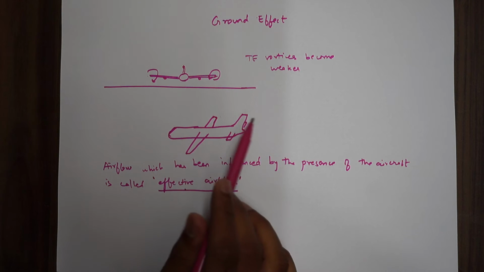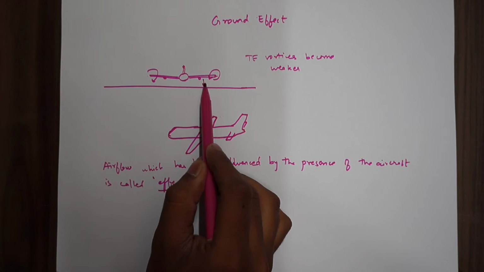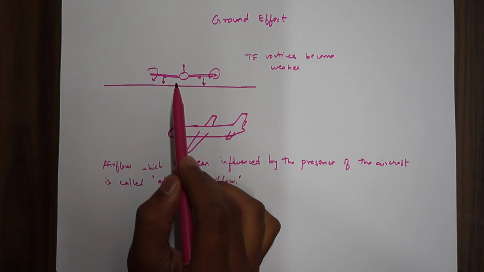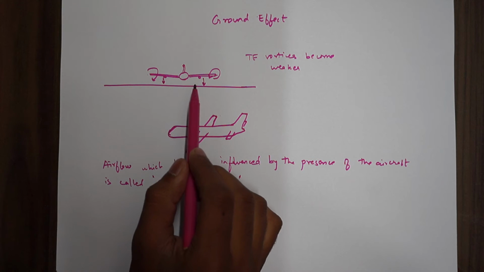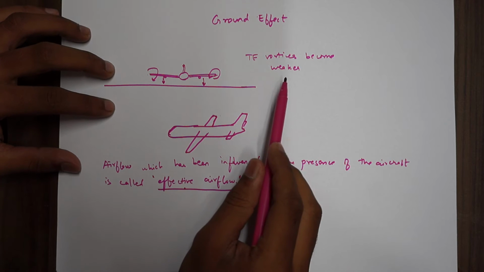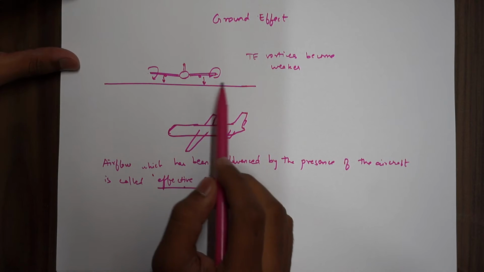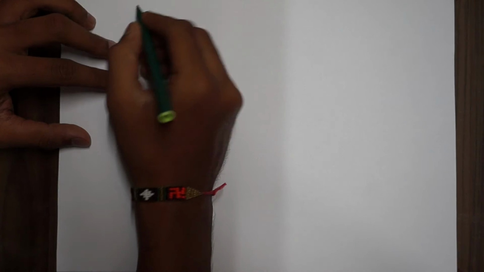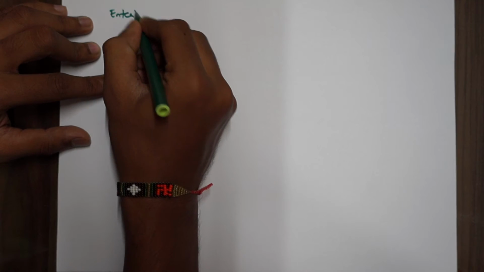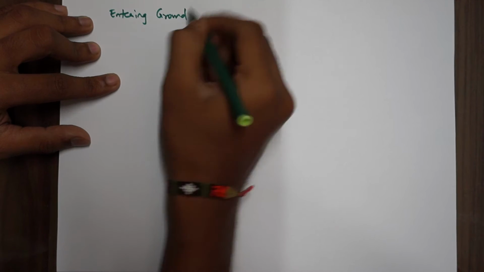I hope you have understood ground effect. Because of the closeness of the wing, it generally happens at about half the wingspan. At a distance less than half the wingspan, the trailing edge vortices become weaker, they are not fully developed, and hence the downwash and upwash are reduced. This causes an increase in the effective angle of attack, and hence your lift is increased and your induced drag is decreased. Now we are going to discuss the two points I was talking about: entering ground effect and leaving ground effect. First we'll do entering ground effect.